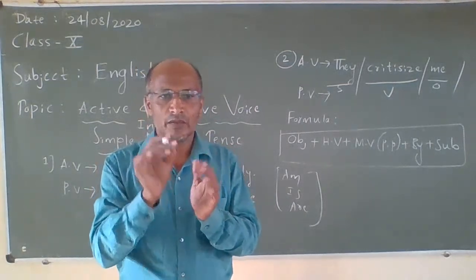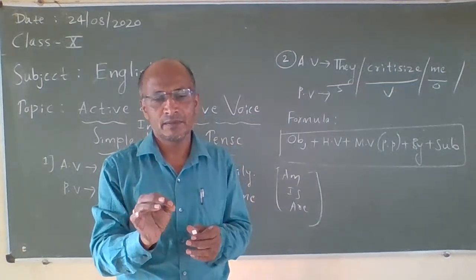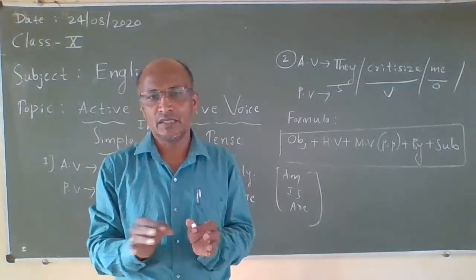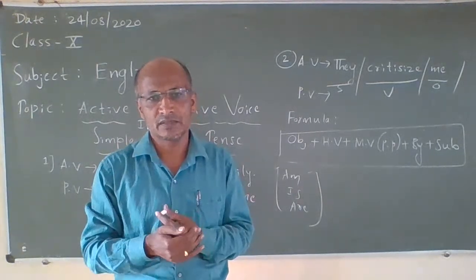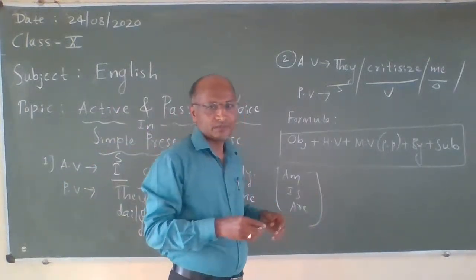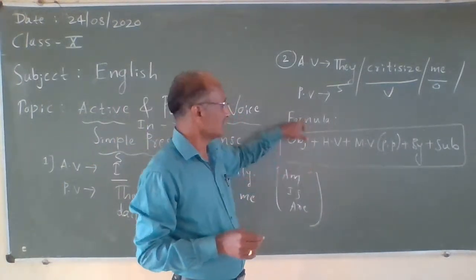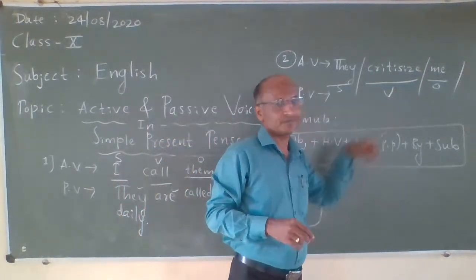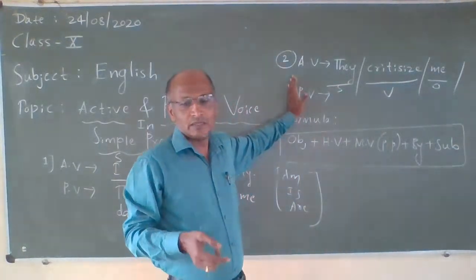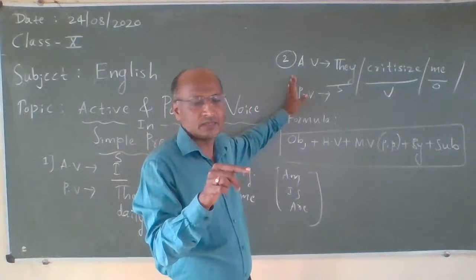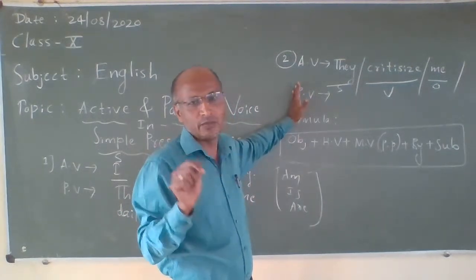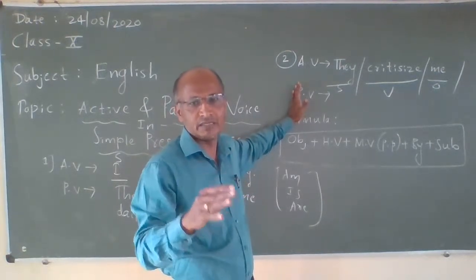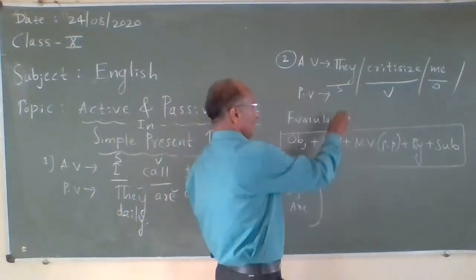Now we have identified each object in the sentence, each subject in the given sentence, each main verb in the given sentence. Let us change from active to passive. First object. According to this formula, we should take first object. The object is me. If the object is me in the active voice, while changing active to passive, me is changed to I.